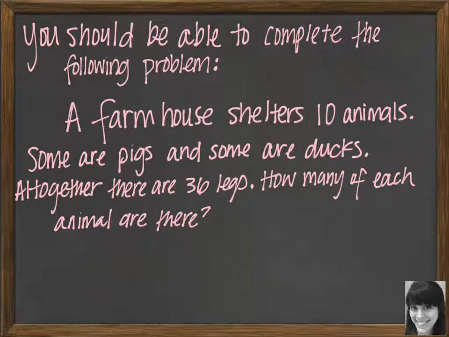A farmhouse shelters 10 animals. Some are pigs and some are ducks. Altogether, there are 36 legs. How many of each animal are there? Keep in mind that pigs have 4 legs and ducks have 2.